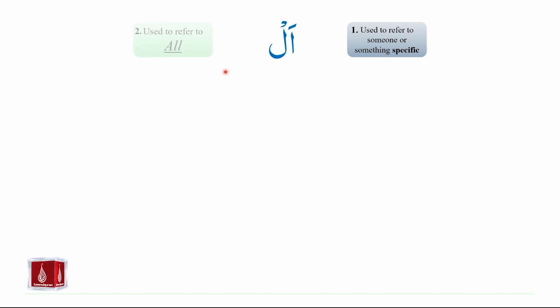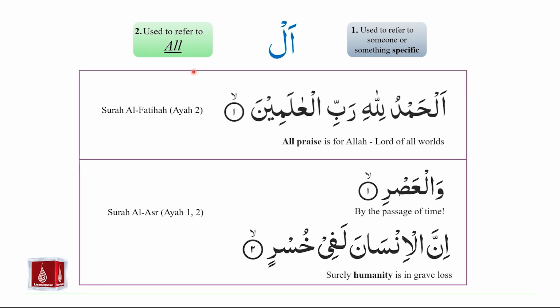So the first use of al is that it is used to refer to someone or something specific. Al creates the meaning of the in this situation. The second use of al is that it is used to refer to all. Let us look at some examples from the Holy Quran. Allah subhanahu wa ta'ala says in Surah Al-Fatiha, Alhamdulillahi Rabbil Alameen.